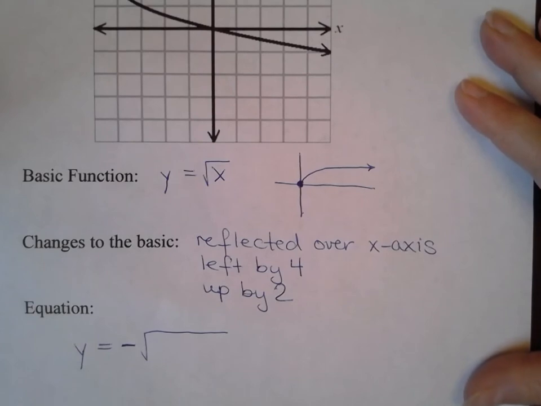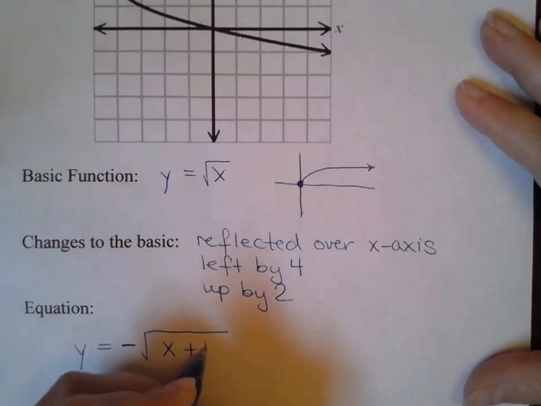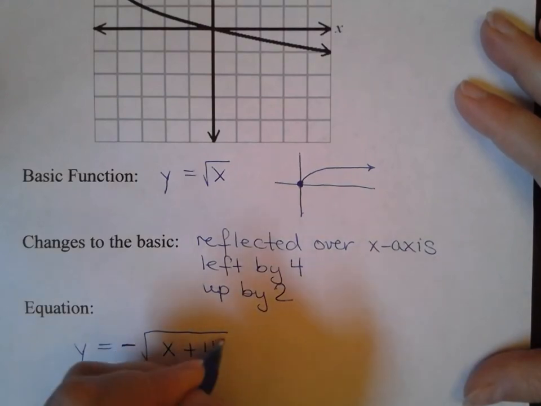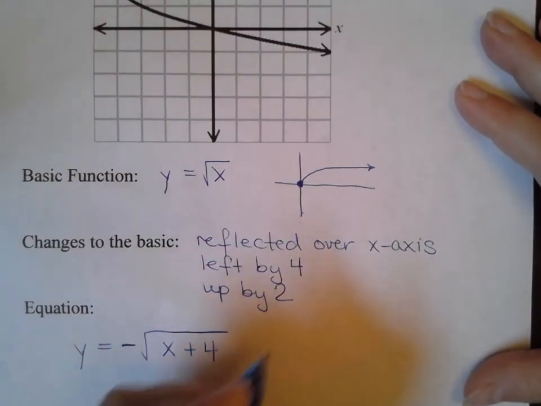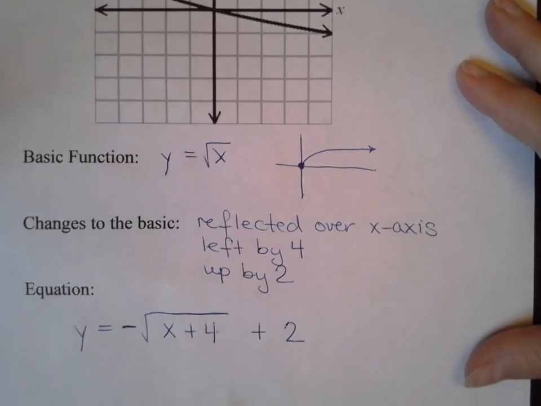Then I can incorporate the shifts. This graph is shifted left by 4, which means on the inside I'm going to have an x plus 4. You could also think of it being a double negative, right? X minus negative 4, which shift it to the left. And then I want to shift it up by 2. That happens on the outside of the basic function. So my square root has ended. Outside of that square root, I'm adding 2, and that's going to shift this whole graph up.